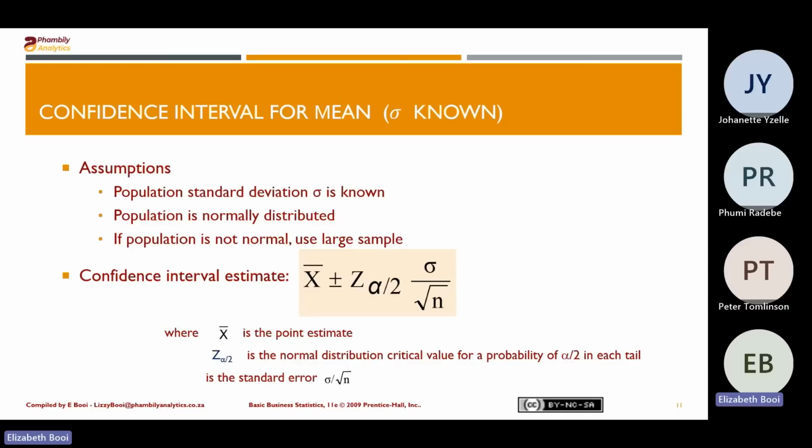And where do I find my alpha value? From the level of confidence, and from there you're going to divide it by 2, times the standard error. Because we're doing it for the population mean, the standard error will be your population standard deviation divided by the square root of n, because here we are given the population standard deviation.